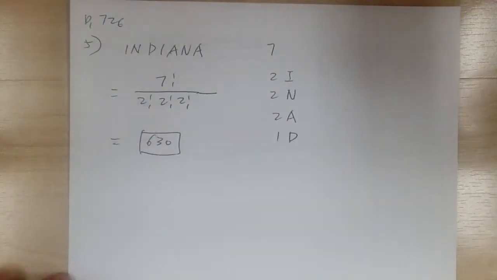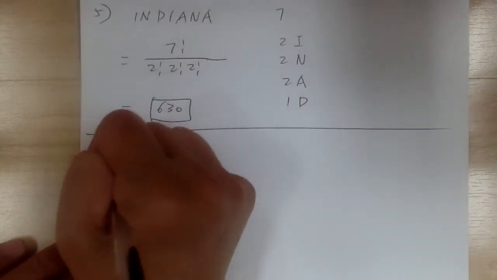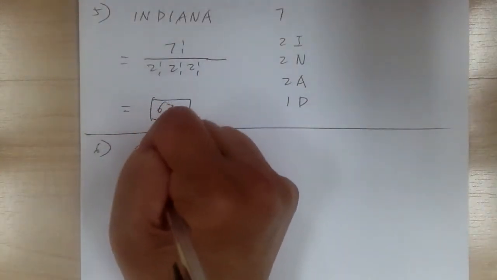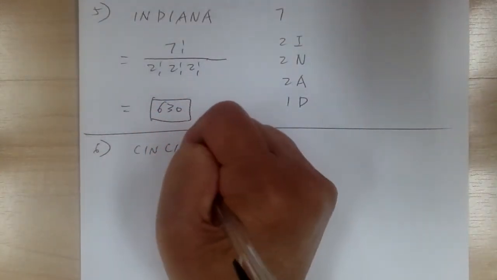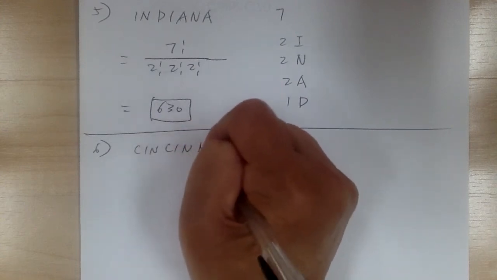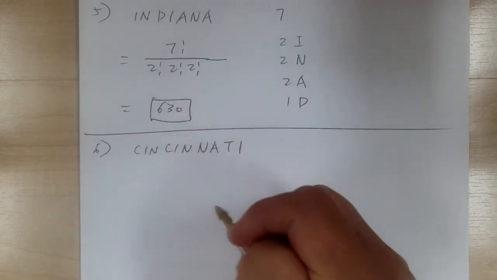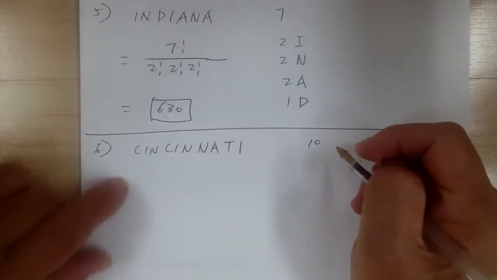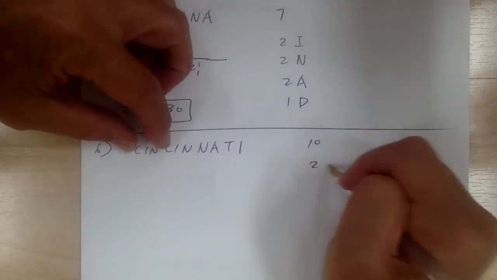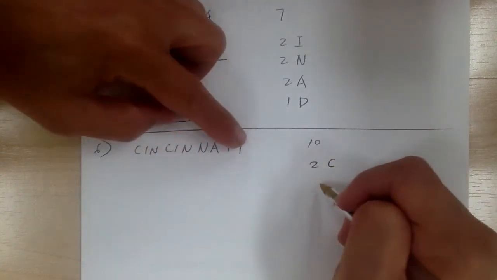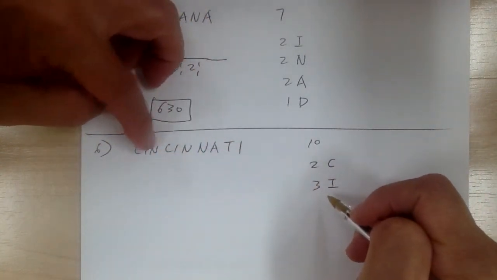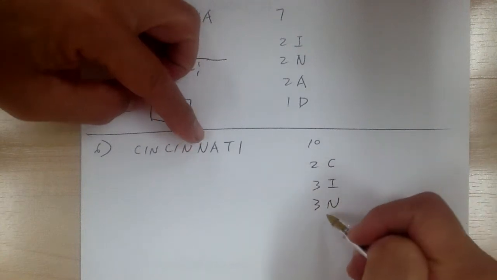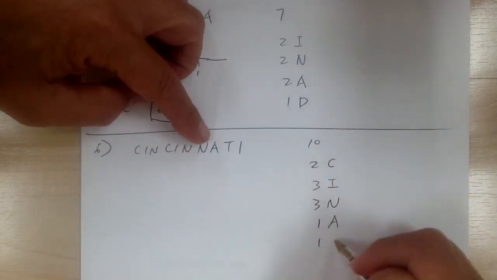Okay, let's go to the next one. Okay, the word is... So there are 10 letters. Okay, so let's see. There are 2 C's, 1, 2, 3, 3 I's, and 1, 2, 3, 3 N's, and 1 A, 1 T.